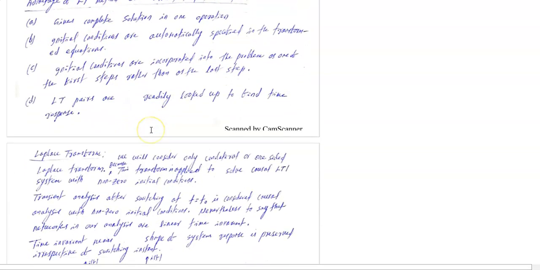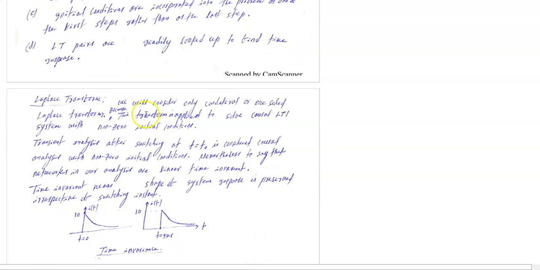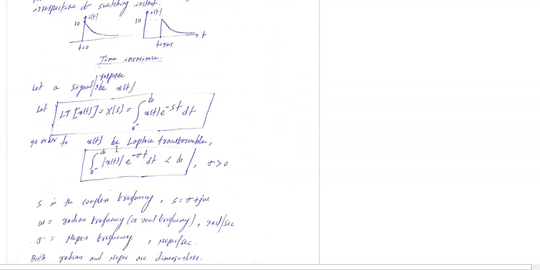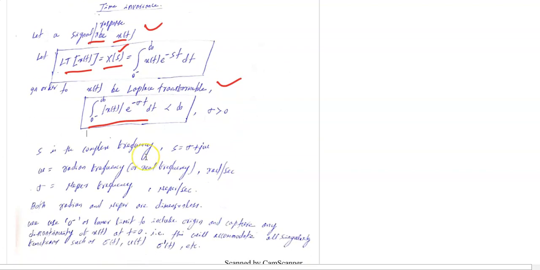What are the advantages of the Laplace transform way? You can go through the Laplace transform for the LTI system. So these are the definitions. Let a signal be x of t. The Laplace transform of x(t) is defined as capital X(s) equal to the integral from 0 minus to infinity of x(t) e to the power minus st dt. For x(t) to be Laplace transformable, this condition has to be satisfied: the signal must be absolutely integrable.